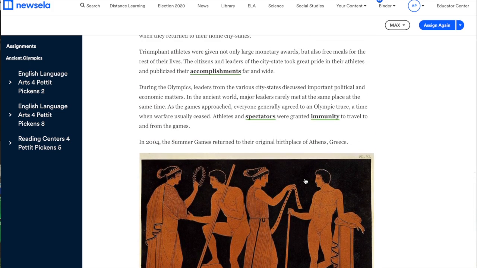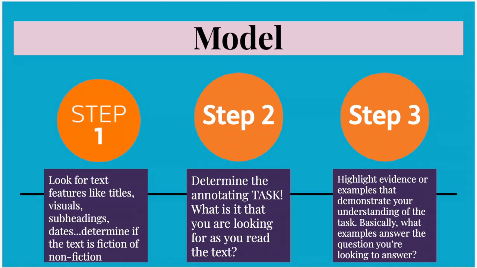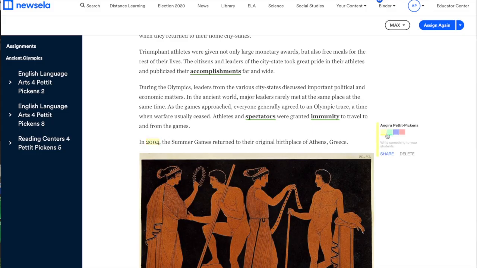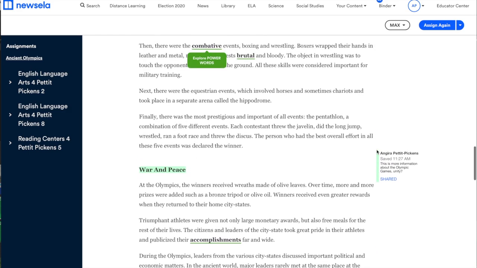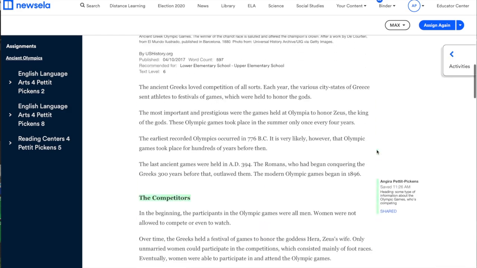So this is step 1. If we're talking about annotating, just taking a look: do I see dates? Is this fiction? Is this nonfiction? I do notice a date, which makes me think that this is going to be a nonfiction text. So I just go in, I'm annotating some things.